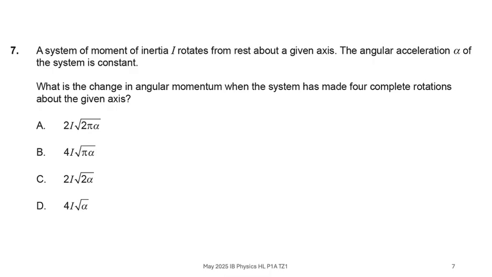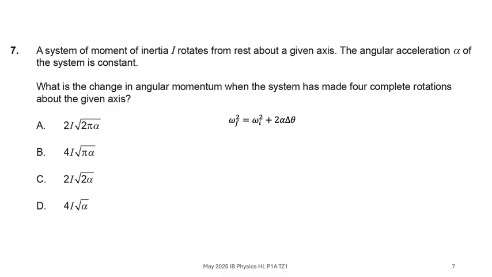Okay, so we're told the moment of inertia, I, and it's rotating again from rest. We've always been told rest. It's a really good point just to make sure we know the initial state of the system. Angular acceleration here, alpha, is constant. What's the change in the angular momentum when the system has made 4 complete rotations? Okay, 4 complete rotations, we're going to have to make sure we remember what that means. We'll come back to that later.